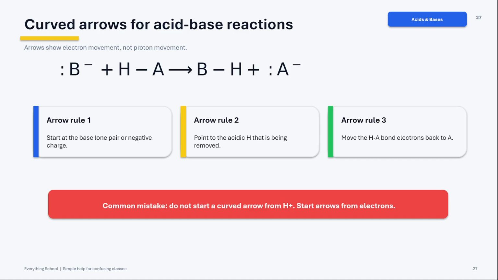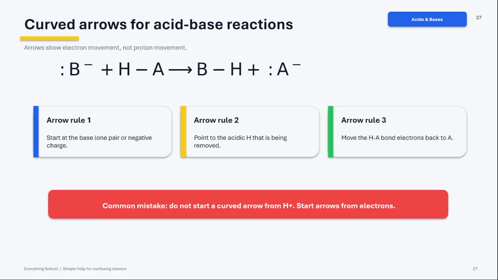Slide 27. Curved arrows for acid-base reactions. Arrows show electron movement, not proton movement. Arrow rule 1. Start at the base lone pair or negative charge. Arrow rule 2. Point to the acidic H that is being removed. Arrow rule 3. Move the H-A bond electrons back to A.